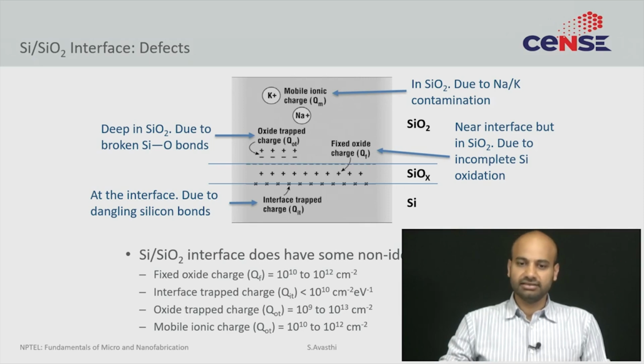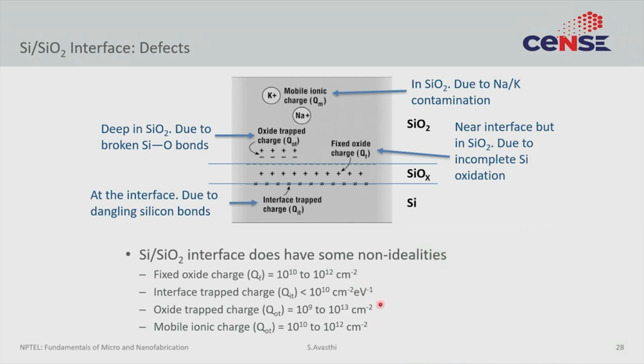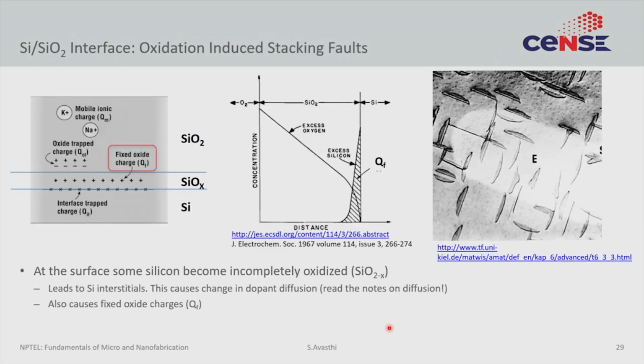In general, the quality of this interface is extremely good, which means that most of these defects are in the low 10 to the power 10, 10 to the power 12 range. Once again, the number of silicon atoms is around 10 to the power 15 per centimeter square. So, these numbers represent 1 in 1000, 1 in 10,000 or 1 in 100,000 type of defect density, which is very low. Let us look at each of these defects one by one.